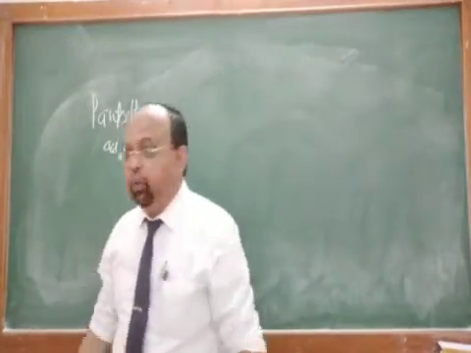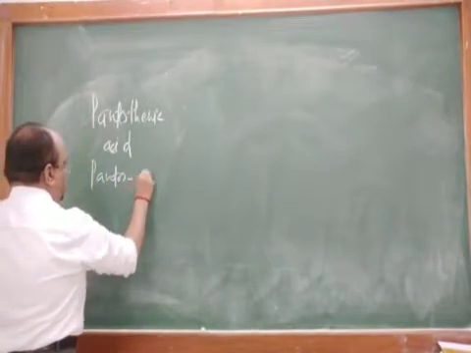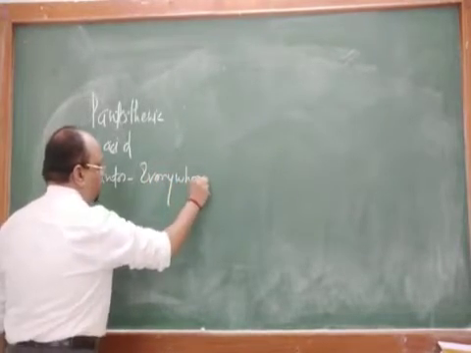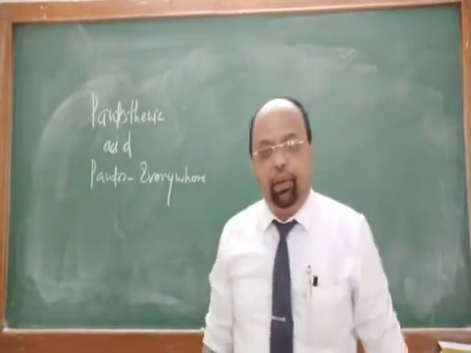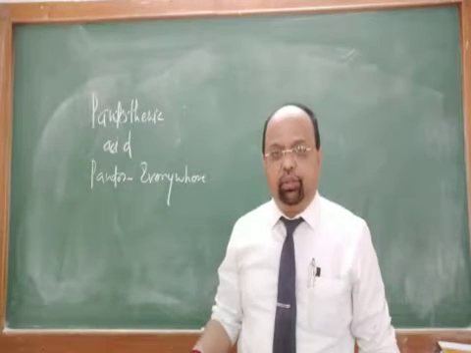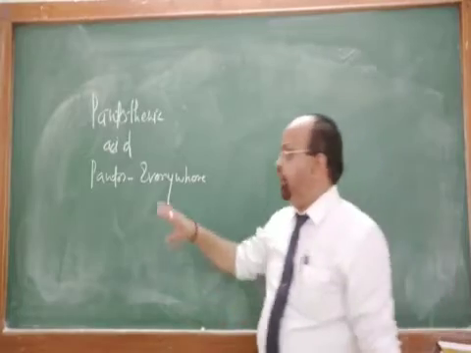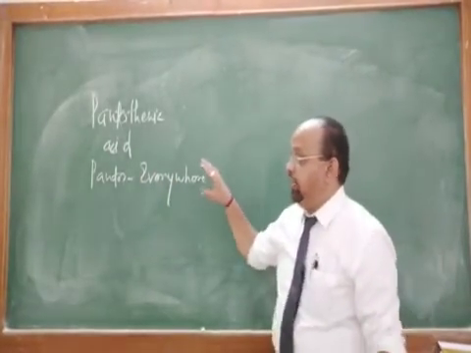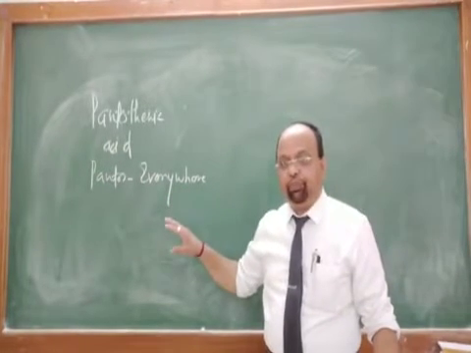Because it is a Greek word, pantos. Pantos means everywhere. This is present everywhere, in animal sources, in plant sources, in different sources it is available. That's why the name pantothenic acid is given to this vitamin. The literal meaning of pantos is everywhere.